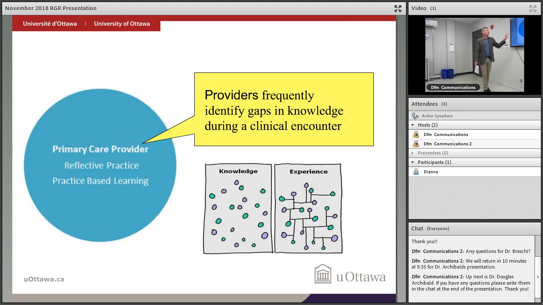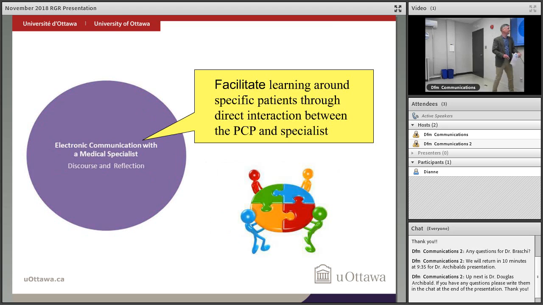So what does this look like? Well, where providers frequently identify gaps in their knowledge, this is when that question is being asked. So the whole idea here, to link this back to critical reflection, is you need to take these elements of knowledge and make sense of them. Because essentially that's really what critical reflection is all about: taking experiences and knowledge and being able to make sense of them.